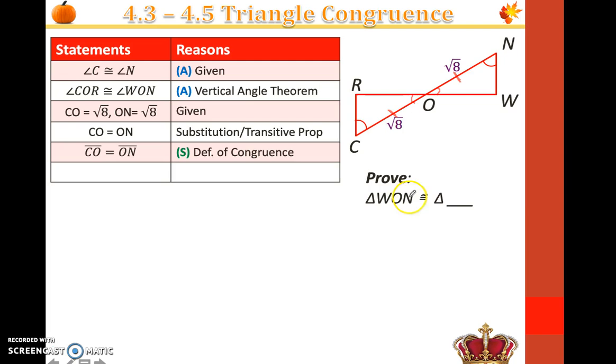So I left this one blank over here so that we don't lose sight of the fact that it matters what order we state our vertices, because we have to do it in such a way that shows what parts are congruent with what from one triangle to the other. So looking at corresponding pieces, W would match up with R. Point O is shared in between them, and it matches up with itself. And then N corresponds with C, and that makes sense because angle N and angle C are congruent to each other. So it is the case that triangle WON is congruent to triangle ROC by ASA. Also, this spells CROWN, and there's a crown.